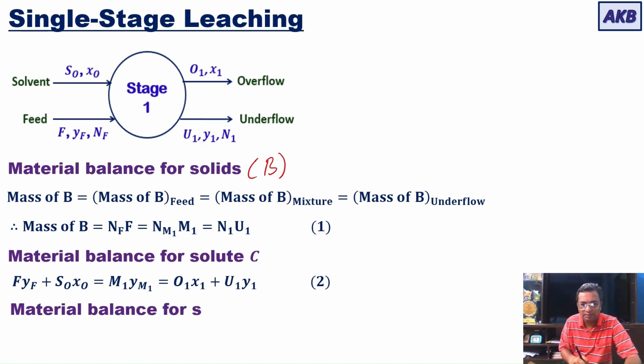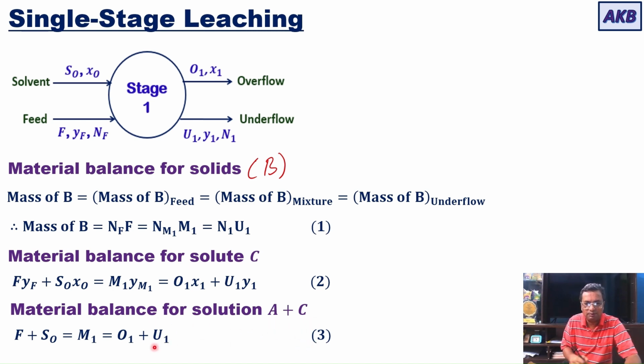Now let us write material balance for the solution A plus C. So it will be written as F plus S naught. F is A plus C in the feed, S naught is A plus C in the solvent, M1 is A plus C in the mixture, O1 is A plus C in the overflow, U1 is A plus C in the underflow. So that's why material balance for solution A plus C will be written as F plus S naught is equal to M1, that is equal to O1 plus U1, and let us call this equation number 3.